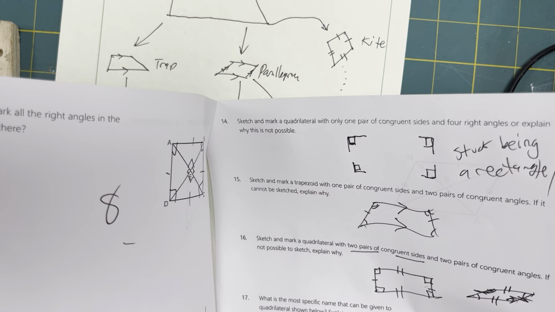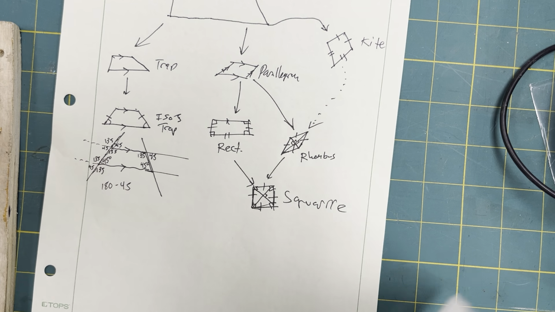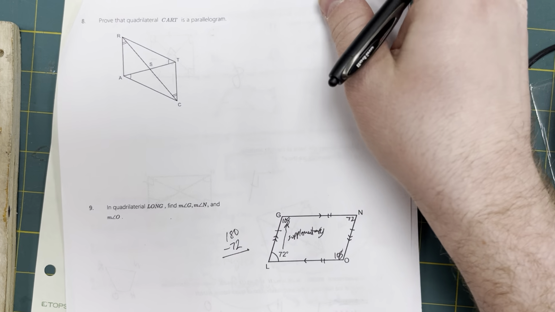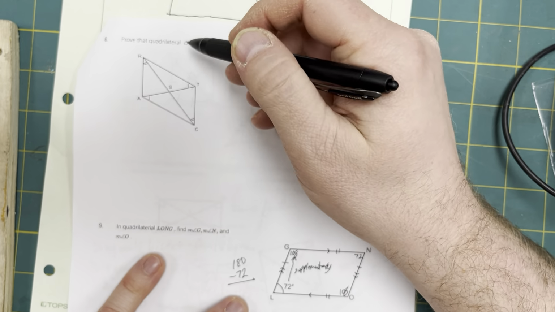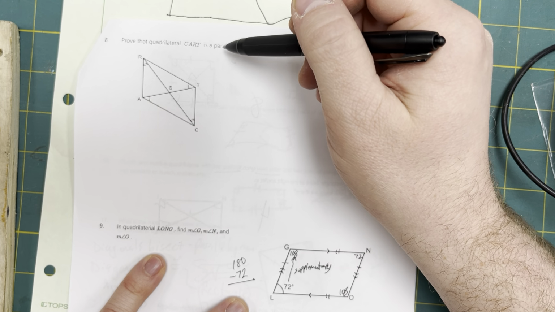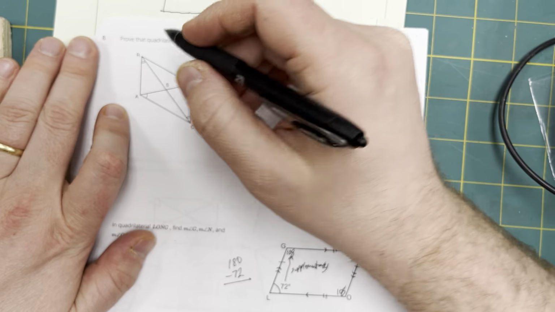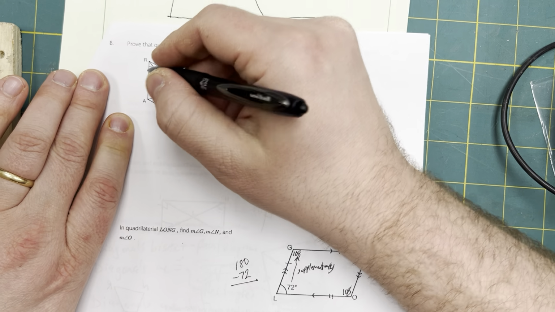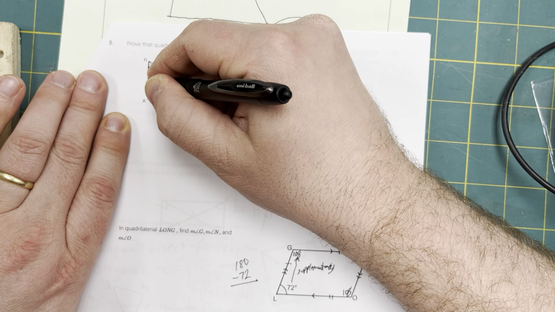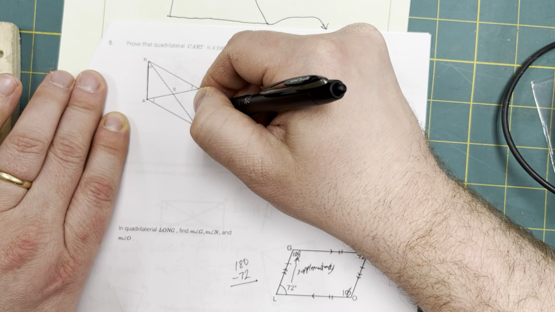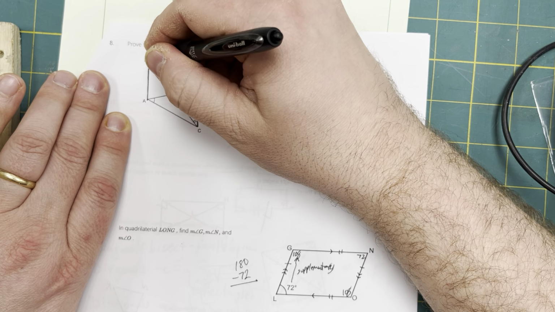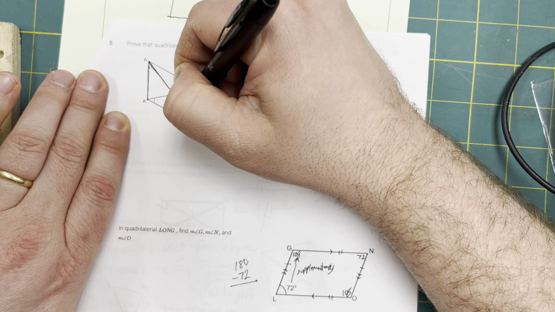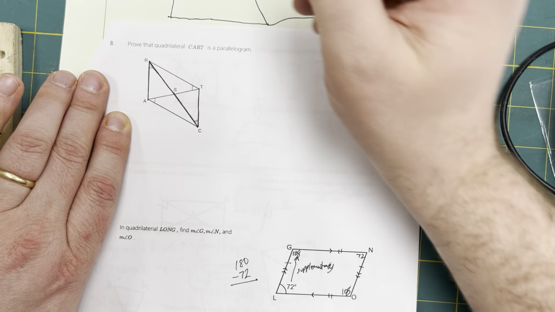All right, proof time. I'm gonna try to prove this in as clear a way as I can. Prove that quadrilateral CART is a parallelogram. Remember, this is an honors only thing. The way that we can show this, or the way that I have found to show this, or the way that I always see. There might be other ways.